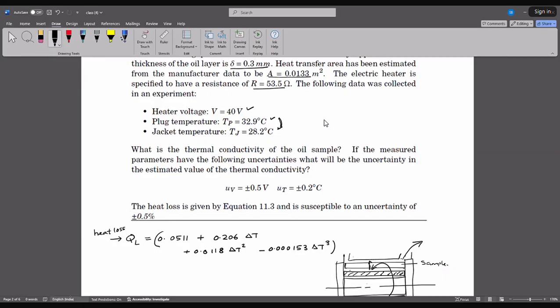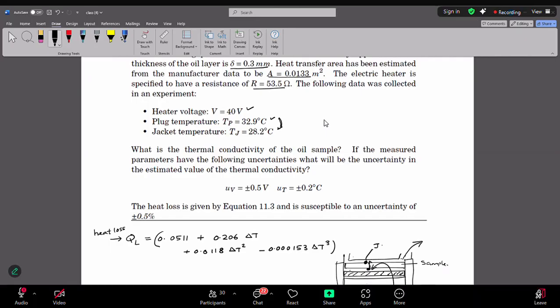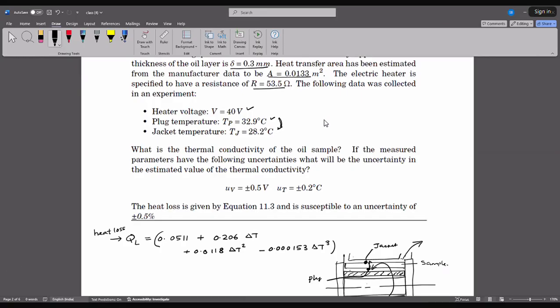So this delta T is basically the temperature here minus the temperature there. So this is the jacket and this is the plug side temperature, which is the same as the heater temperature. So this temperature difference delta T is also given.